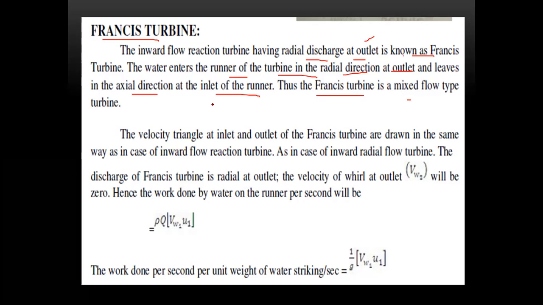Why? Because you are having both the things, right? Axial is there, radial is there. Now, the velocity triangles for the inlet and the outlet of the Francis turbine are drawn the same way as in the case of inward flow reaction turbine. As in the case of inward radial flow turbine, the discharge of the Francis turbine is radial. At outlet, the velocity of the whirl Vw2 will be 0.